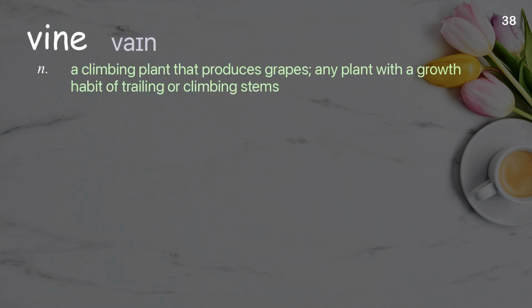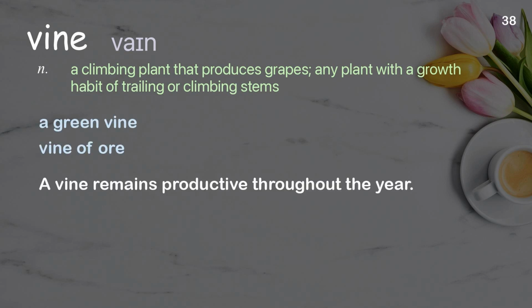Vine: A climbing plant that produces grapes, any plant with a growth habit of trailing or climbing stems. Examples: A green vine. Vine of ore. A vine remains productive throughout the year.